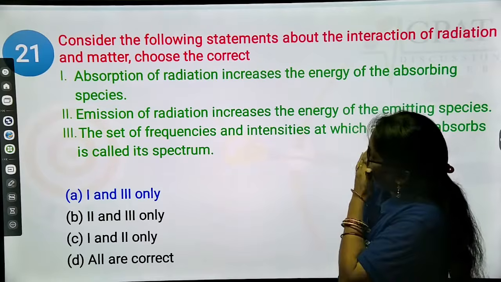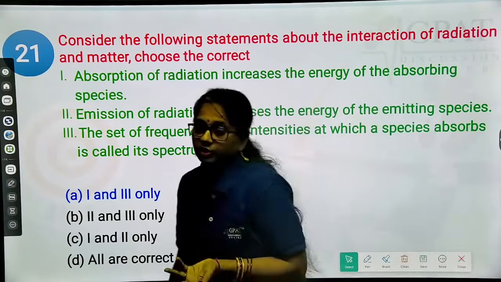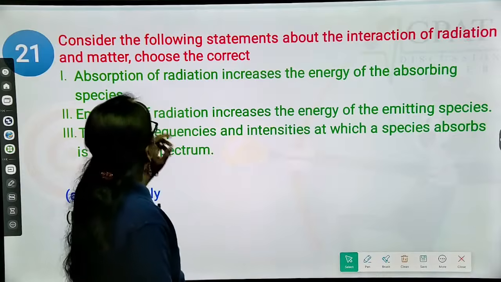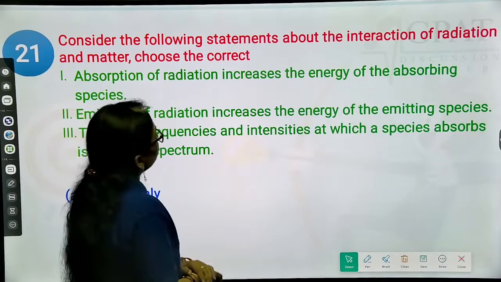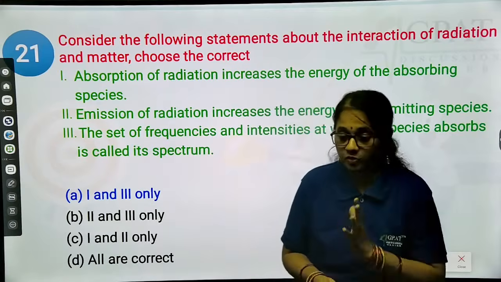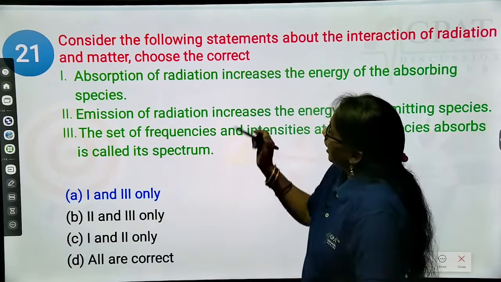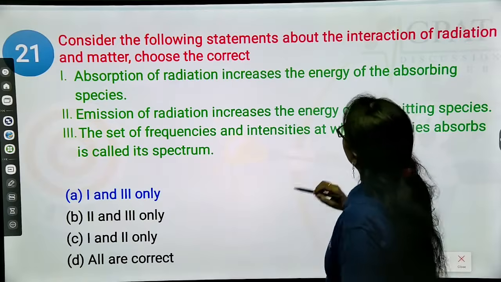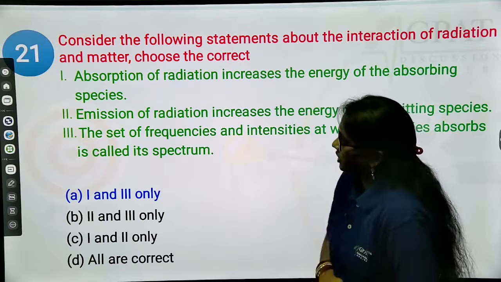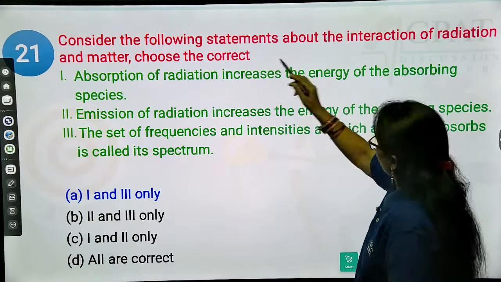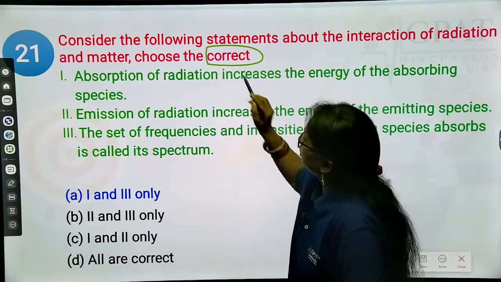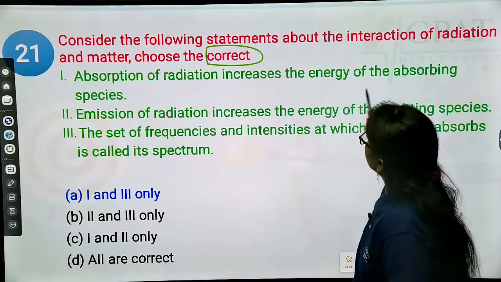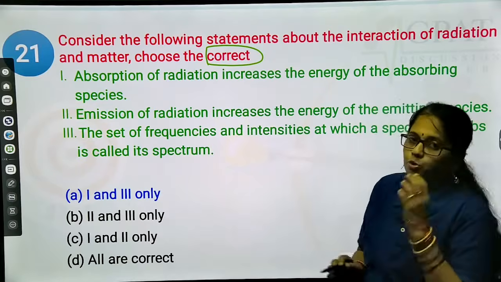Next, okay, again a statement related question. Consider the following statements about the interaction of radiation and matter. Choose the correct one. Interaction of the radiation with that of the matter. Absorption of radiation increases the energy of the absorbing species. Okay. So here they are asking for the correct one. What is the true statement? Absorption increases the energy of the absorbing species.